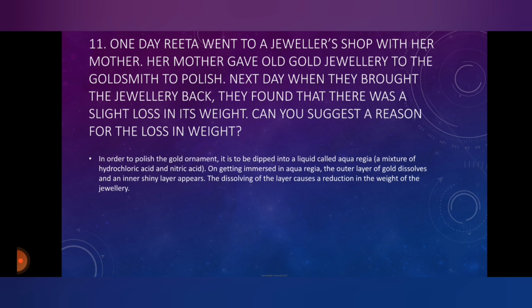Answer is, in order to polish the gold ornament, it is dipped into a liquid called aqua regia, a mixture of hydrochloric acid and nitric acid. On getting immersed in aqua regia, the outer layer of gold dissolves and an inner shiny layer appears. The dissolving of the layer causes a reduction in the weight of jewelry.